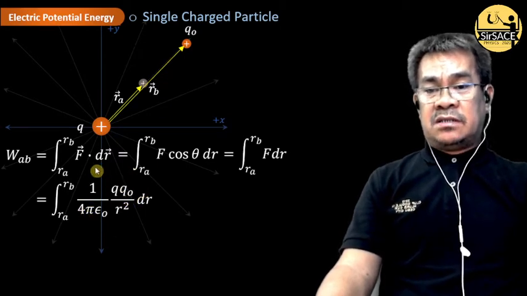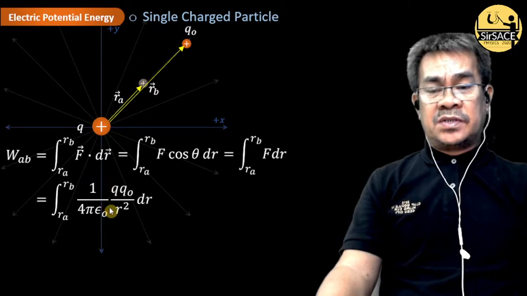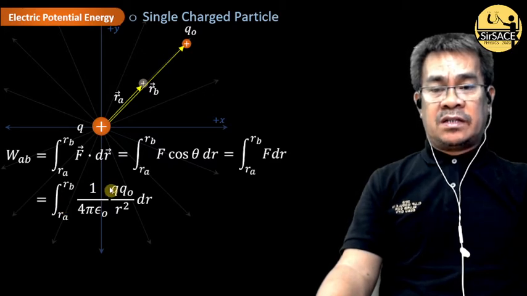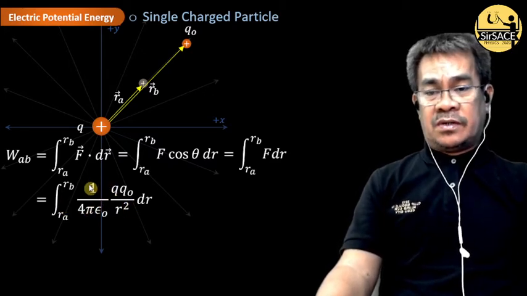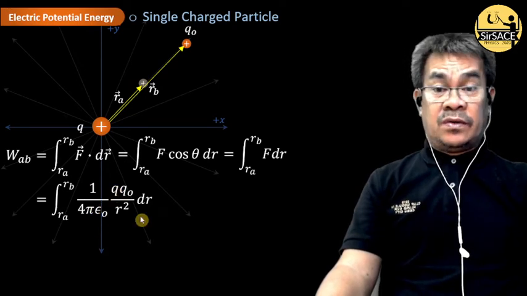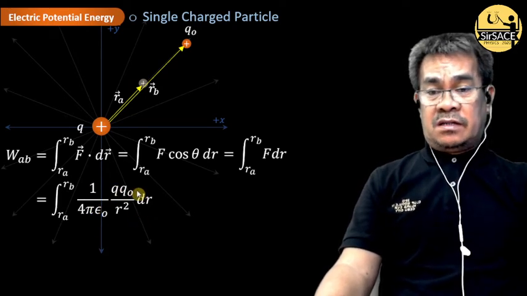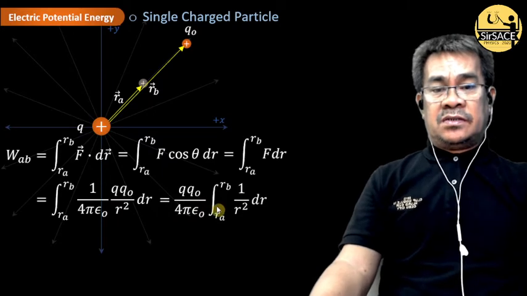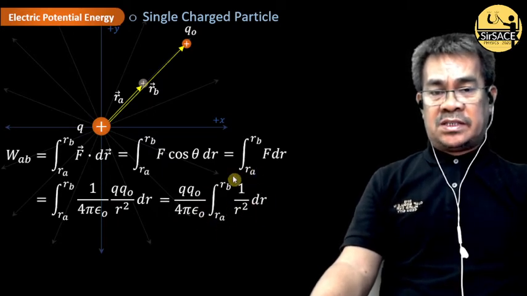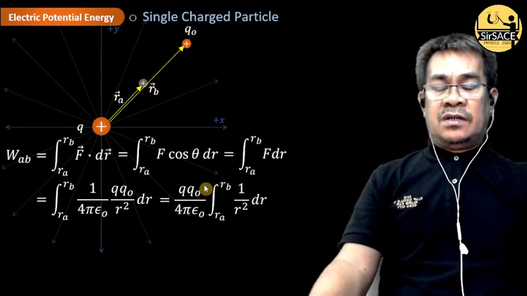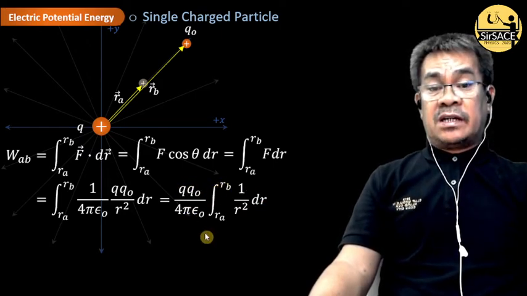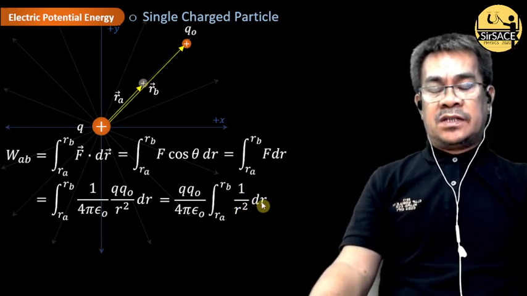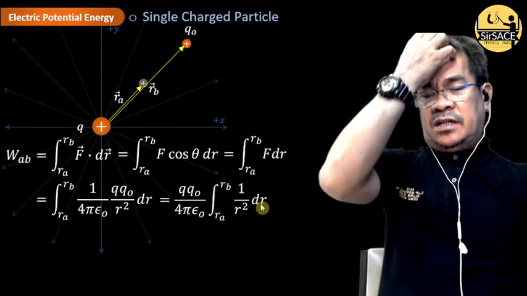So when you look at this integrand, there are constants. Meaning, when we say constant, it will not affect the variable if we evaluate the integral. The constants are 1/4 pi permittivity, Q and Q naught. Remember in calculus, constants cannot be affected by differentiation and integration. So we can move them out, and this will be a simplified form. So we have Q Q naught over 4 pi permittivity, the integral from RA to RB of 1/R squared dr. Take note that the independent variable is R.